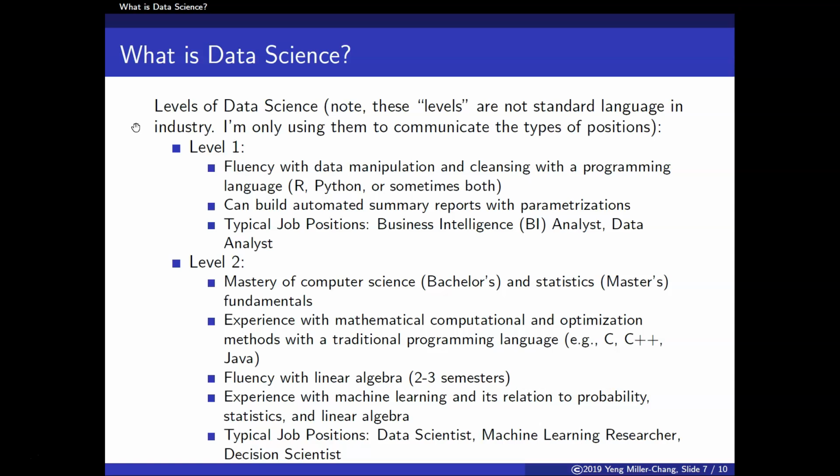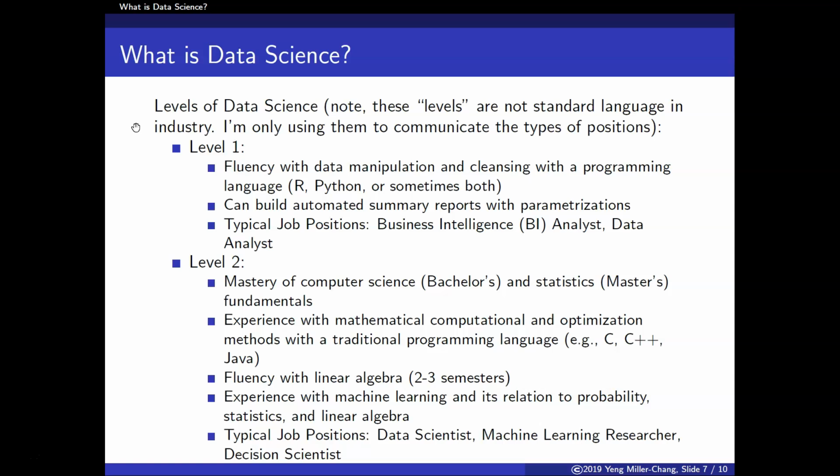A level 2 data science position has all of the required skill set of a level 1 position, except it requires more of a mathematical and statistical background. The fundamental skill set I would consider for this position would be around graduate level statistics and having an undergraduate level command of computer science.